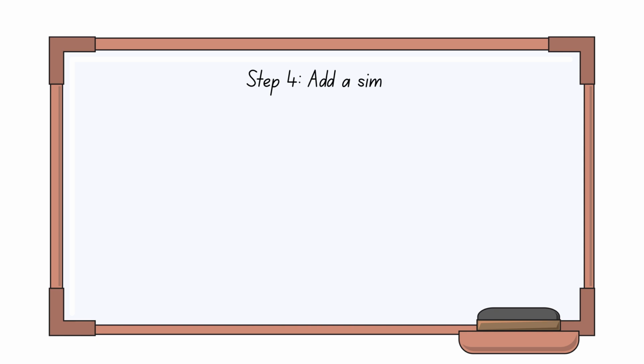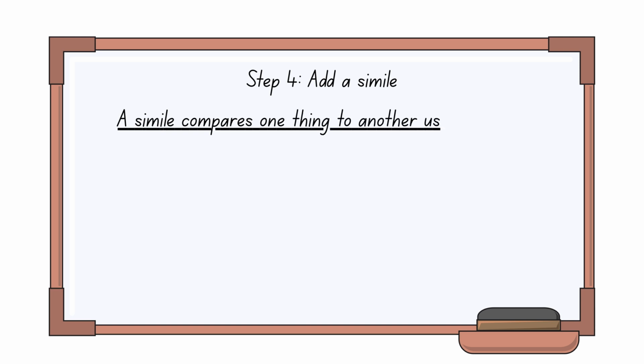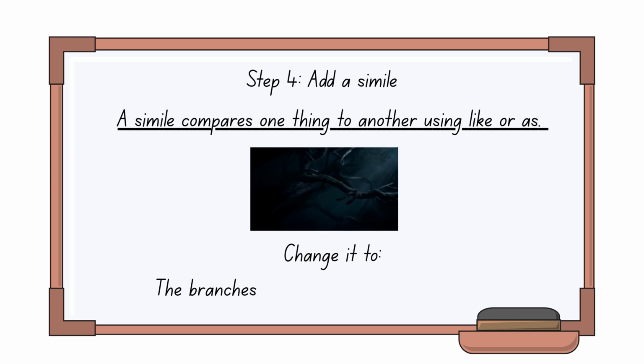Next, add a simile. A simile compares one thing to another using like or as. The branches reached out like crooked fingers.